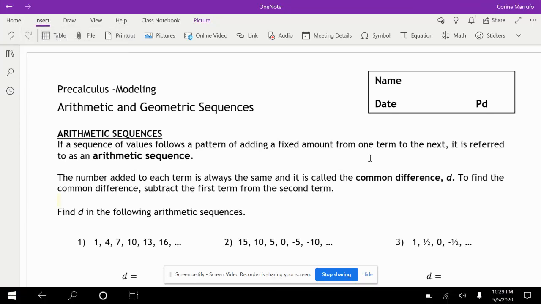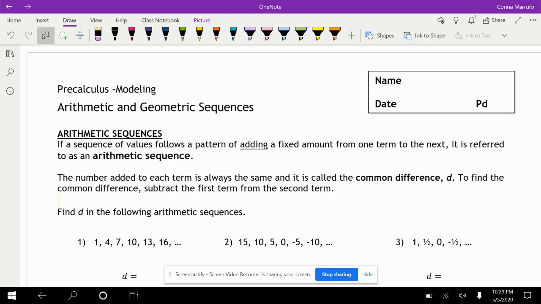Topic, which is arithmetic and geometric sequences. So these ones you will see in the future in calculus and in statistics, so I found this important to cover. If we look here, arithmetic sequences: if a sequence of values follows a pattern of adding a fixed number, so that's the keyword there, is adding, from one term to the next, it is referred to as an arithmetic sequence.